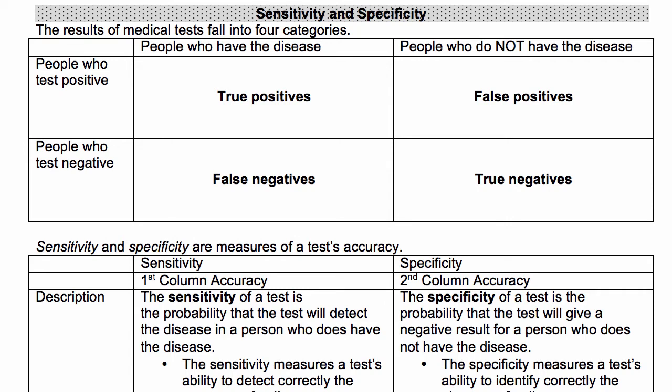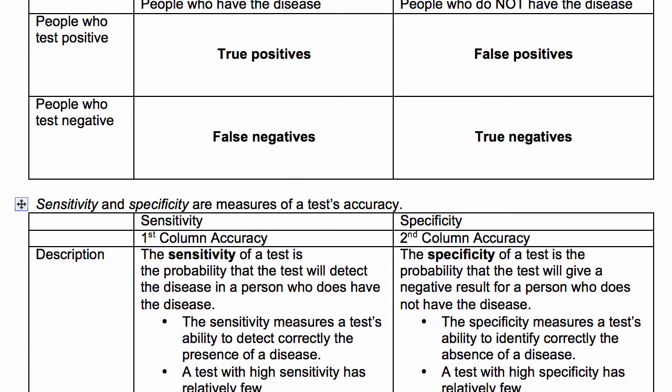Ideally, we would like our medical tests to be as accurate as possible. Sensitivity and specificity are measures of a test's accuracy. Sensitivity measures the accuracy of a test for the people who have the disease. That is the first column of our chart above. The sensitivity of a test is the probability that the test will detect the disease in a person who does have the disease.